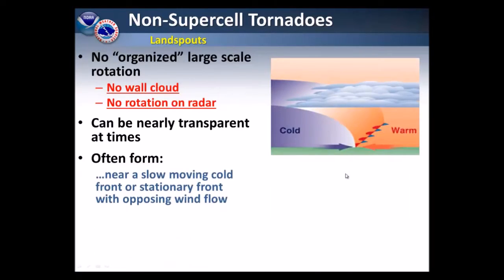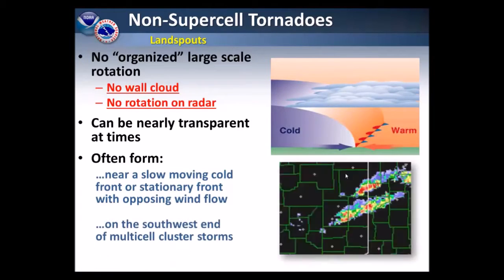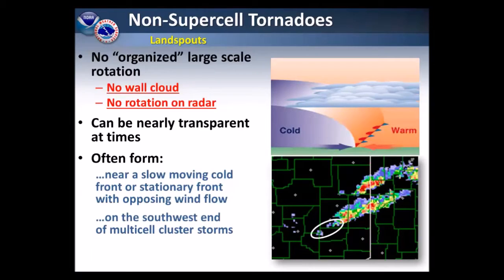They often form near a slow moving cold front or a stationary front with opposing wind flow. They can also form on the southwest edge of a cluster of multi-cell thunderstorms. In Illinois, these are most common from late April into June.